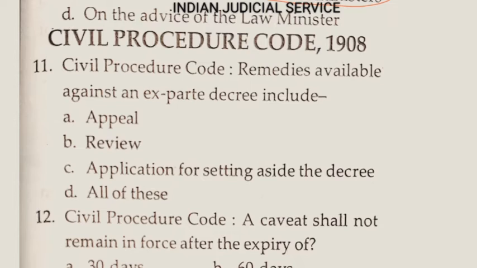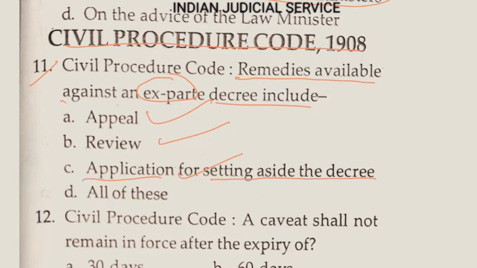Now question number 11. These questions belong to the CPC, Civil Procedure Code. The first one: the remedies available against an ex parte decree include appeal, review, and application for setting aside the decree. So all these remedies are available against an ex parte decree. So the answer is here option D, all of these.